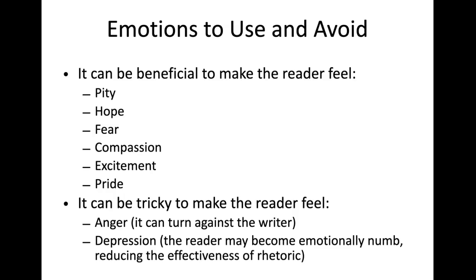Some emotions can be tricky. Anger. If you're writing towards an audience that disagrees with you, which when you're trying to persuade someone, you always are. If they already agree with you, they don't need to be persuaded. So if they disagree with you and you make them angry, they may realize that you're trying to play with their emotions and they can turn very angry at you. So that's typically one that you don't want to use. Depression, doing things like pity can kind of lead towards sadness, which is okay. But if it goes too far, the reader may become emotionally numb, which reduces the effectiveness of your rhetoric.